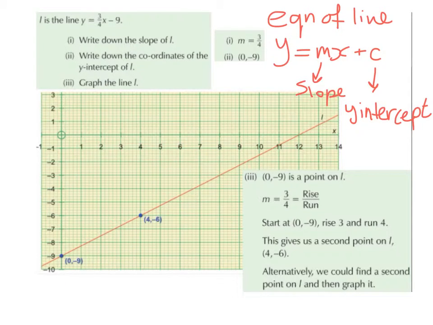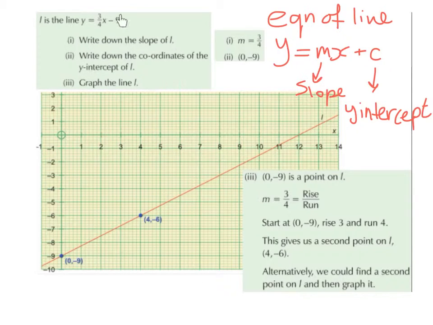Part 2, write down the coordinates of the y-intercept of L. Well, the constant at the end represents the y-intercept. Our constant at the end is minus 9, which means that it crosses the y-axis at minus 9. And if it crosses the y-axis, it automatically has an x value of 0. So the y-intercept is going to be 0, minus 9.